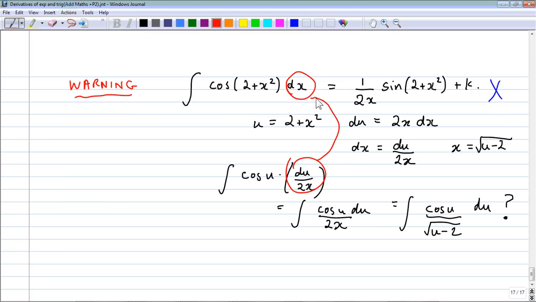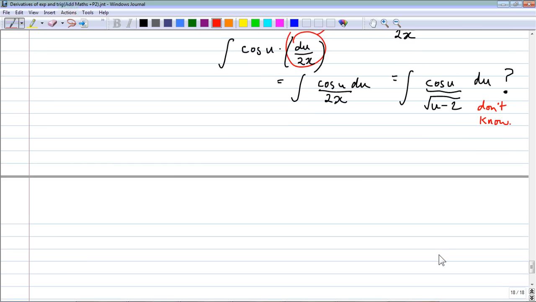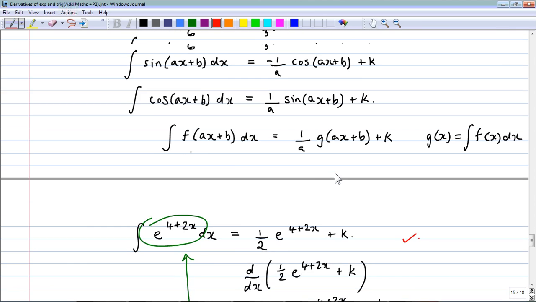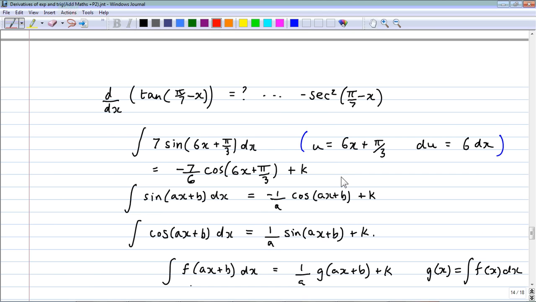So that's connected to that. So big question mark here. Why? Don't know. We don't know how to do this. It's very, very difficult. And I can tell you that integration is sometimes a very difficult process. So solving a problem like that could be very difficult. But notice the key difference. When we did it up here, du was 6dx, which meant we just had to divide by a number 6.